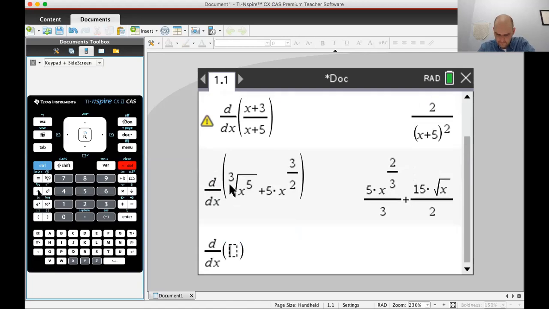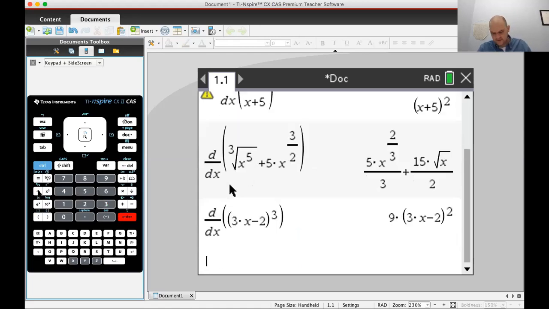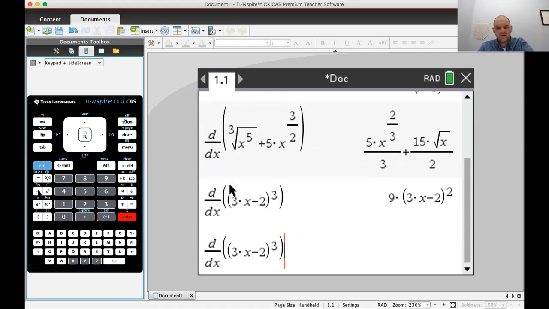So here, 3x minus 2, and then we're going to cube it. So 9 times 3x minus 2 squared. It's good. So you should always be checking. I mean, partly you don't want to get to any point in the course where you're like, how did you do that on the calculator again? Be doing it all the way through. That's how you get successful at this stuff.